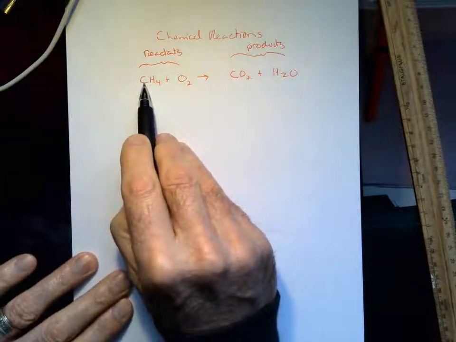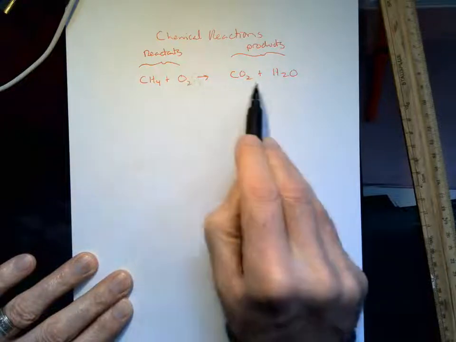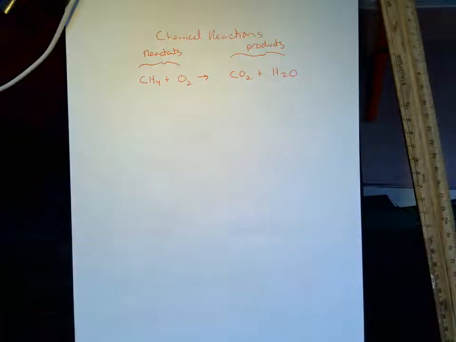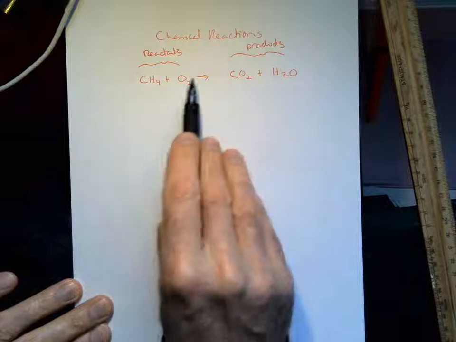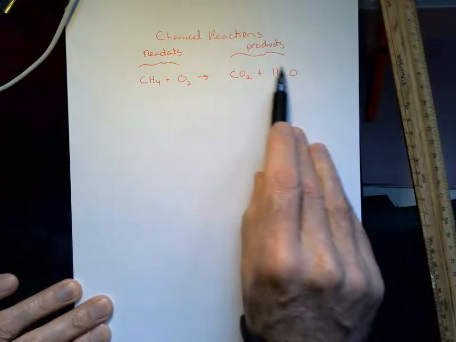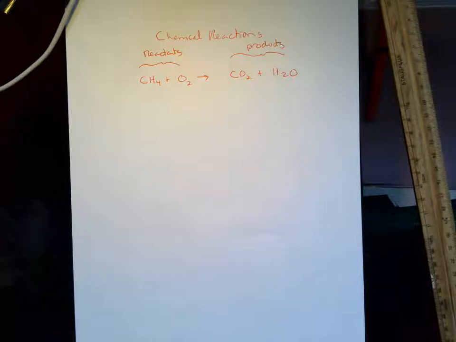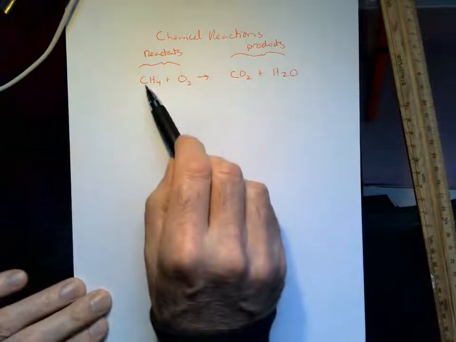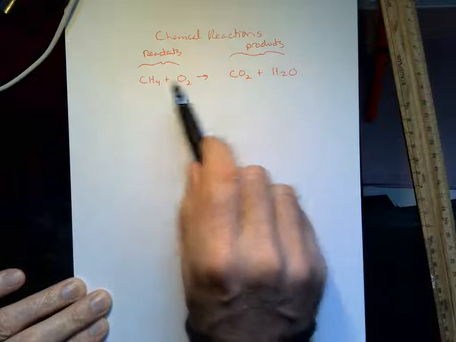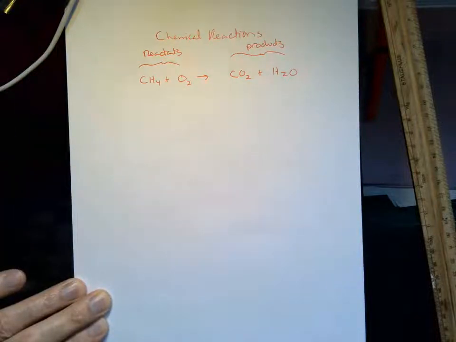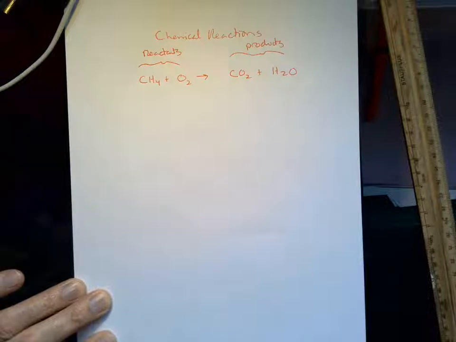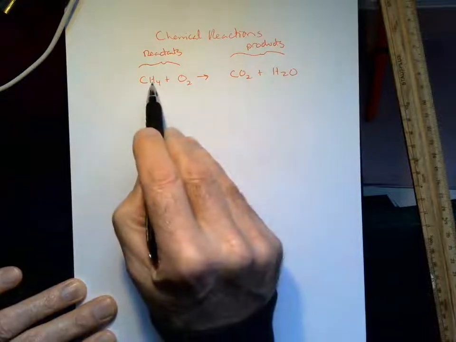Notice everything that's on this side, the carbons, the hydrogens, the oxygens, are all over here. All we've done is break apart these molecules and rearrange them to make something new. Now you have to have the same amount of things on the product side that you have on the reactant side. And that's where the balancing that you did in grade 10 comes in. We're going to do this in our next lesson.